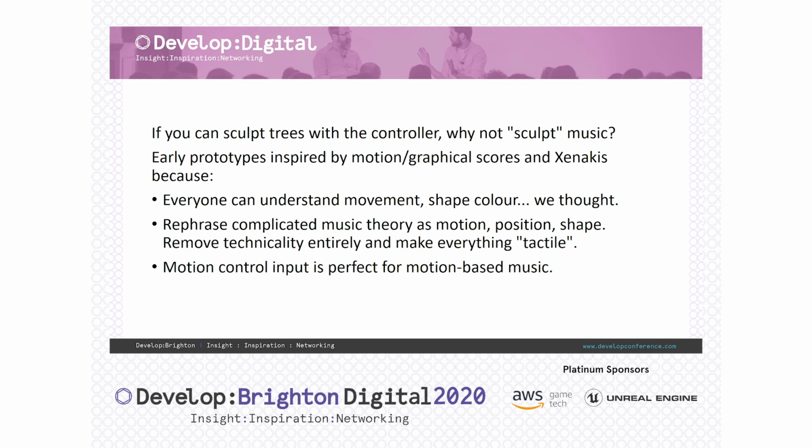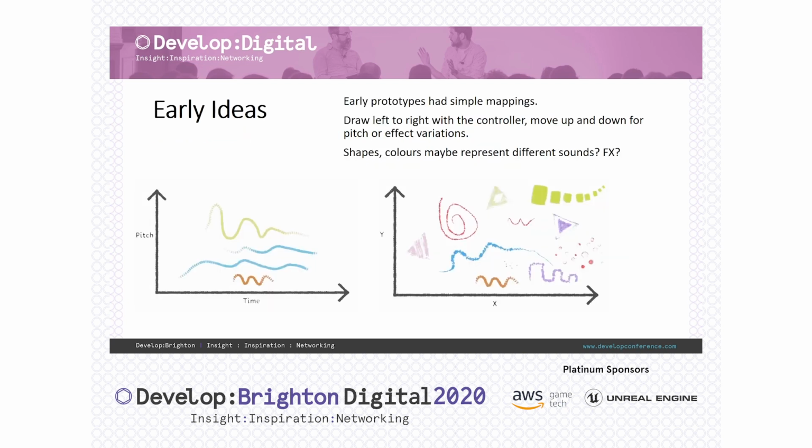And then motion control input is, in theory, pretty good for motion-based music. Music performance generally is a motion and gestural-driven thing in real life. So here are some early ideas. Maybe you can have pitch versus time with these squiggles, which is basically just a smooth piano roll. Or maybe you can have these squiggles in 2D space. Maybe the different colors and shapes represent different sounds.